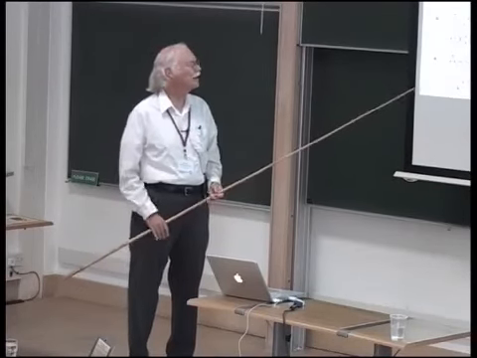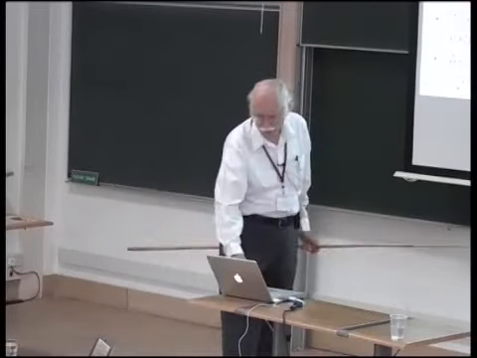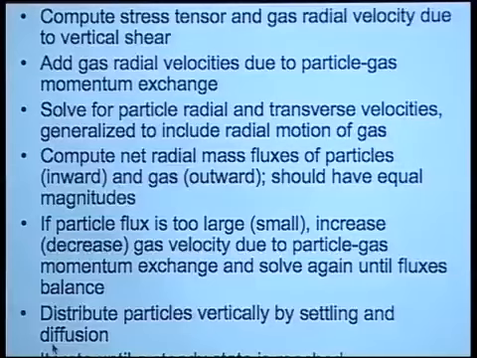We model the eddy time scale of that turbulence according to the Rossby number and the Richardson number that we have computed. Then we plug that into the Uden and Chang solution there for the stress tensor due to the vertical shear. We add the radial velocities that come from that to the radial velocities we first determined from the Nakagawa solution, which is the particle-gas direct momentum exchange. Then, having the gas velocities, radial and transverse, we resolve the equations of motion for the particles in this moving gas.